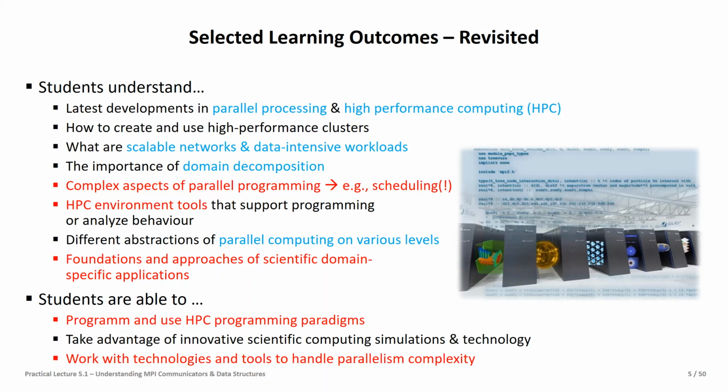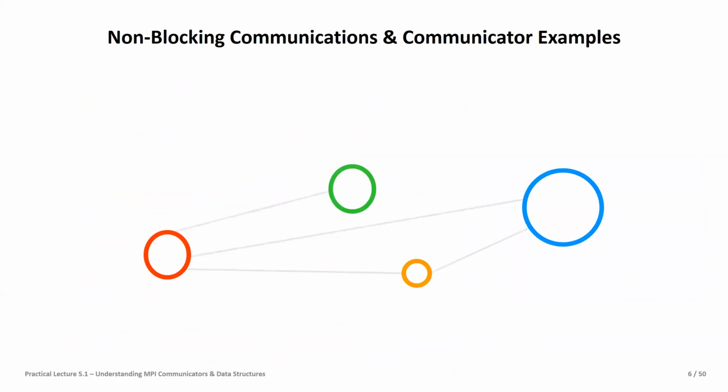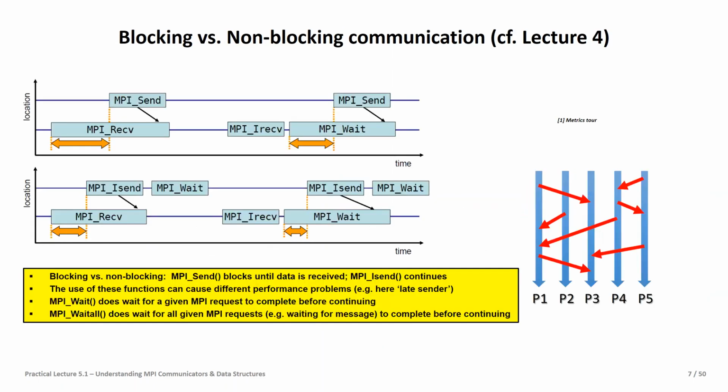And in a way, by learning again on this HDF5 and the idea how it's used, for instance, in the HPDB scan, but also then the derived data types, this is really a foundation of approaches where you can immediately start and help scientific domain scientists to really program in parallel. So a very interesting lecture, and we start here now with non-blocking communications and communicator examples.